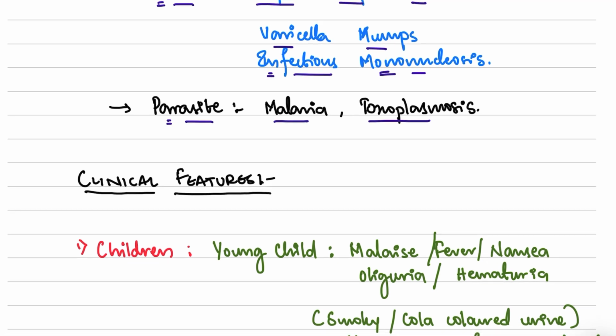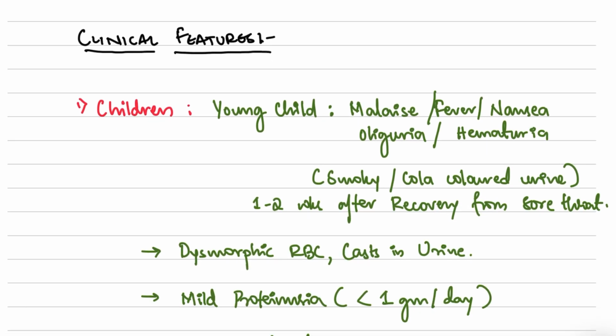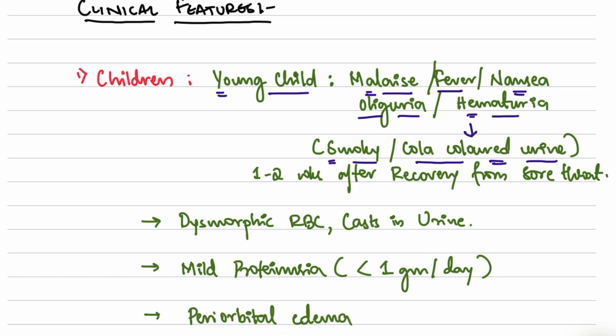So moving on to the clinical features of post-streptococcal glomerulonephritis. In children, it generally affects young children between 6 to 10 years, as I just told you. They present with malaise, that is fatigability. There is fever, nausea, along with oliguria and hematuria. This hematuria can be something called smoky or cola-colored urine. There is red-colored urine from the child, so that is known as cola-colored urine or smoky urine.